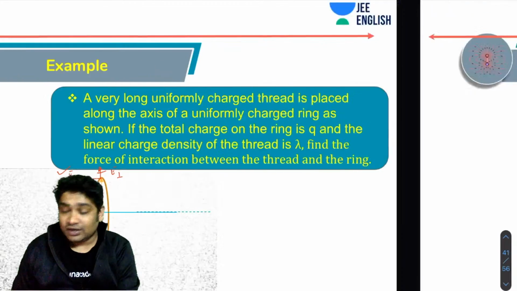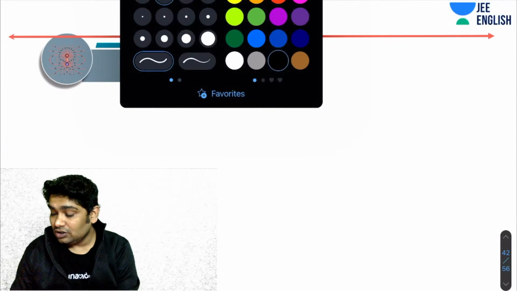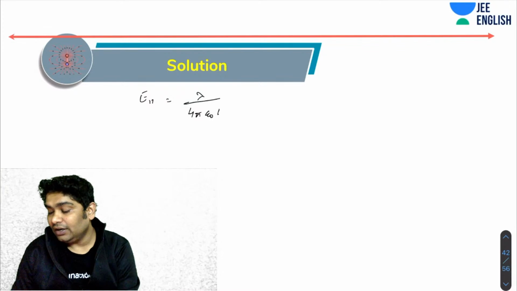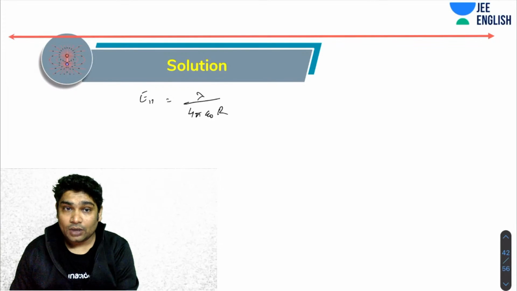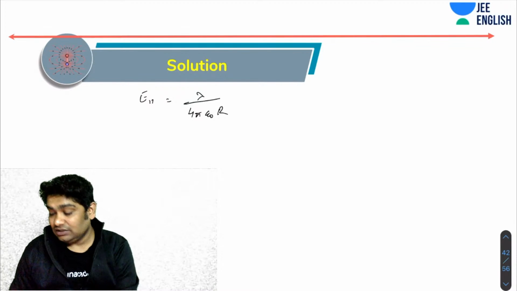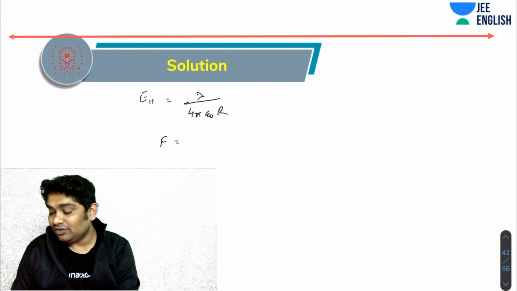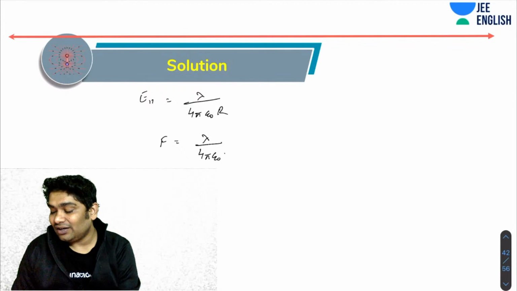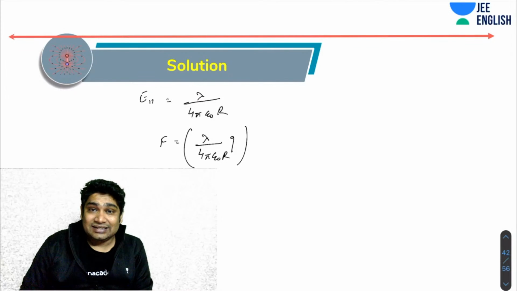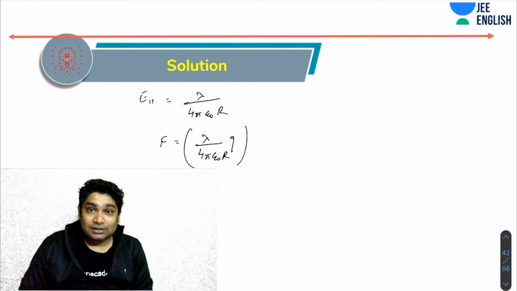And I already know what E perpendicular is. E parallel is in fact lambda over 4 pi epsilon naught d. And d is r. Right? So that makes our life very, very easy. The net force F would be equal to simply lambda over 4 pi epsilon naught r into Q. That's it. Here's our answer. That is how easy this was. Okay.